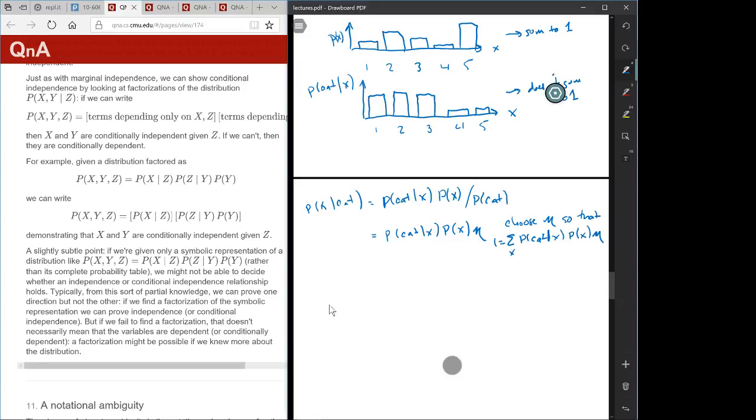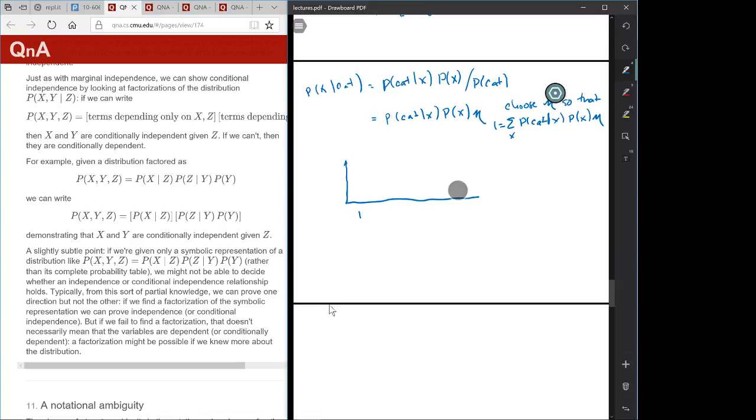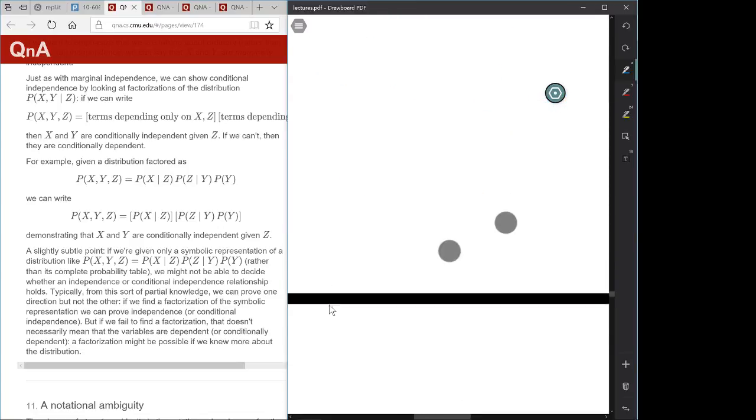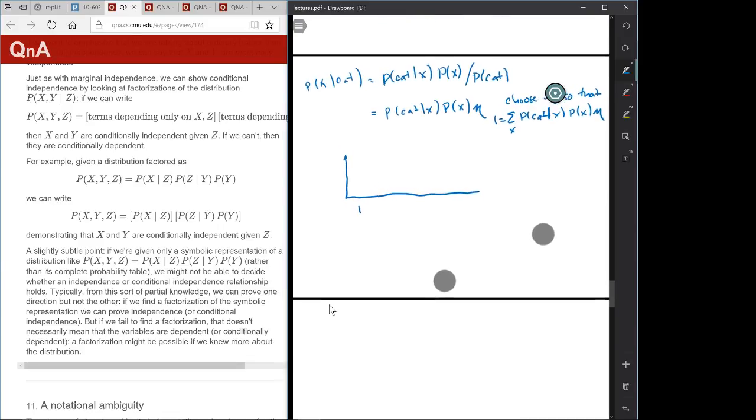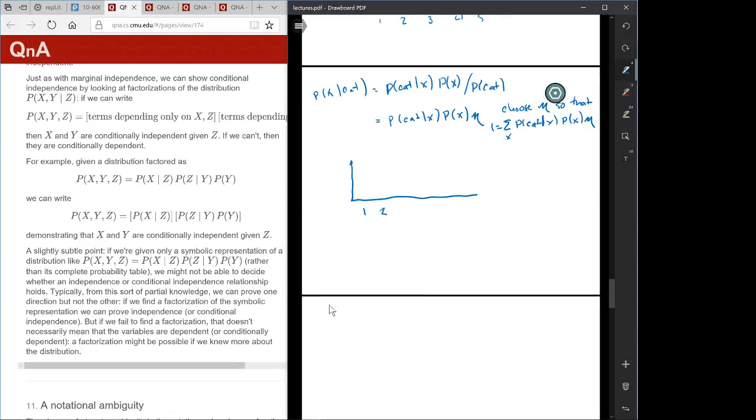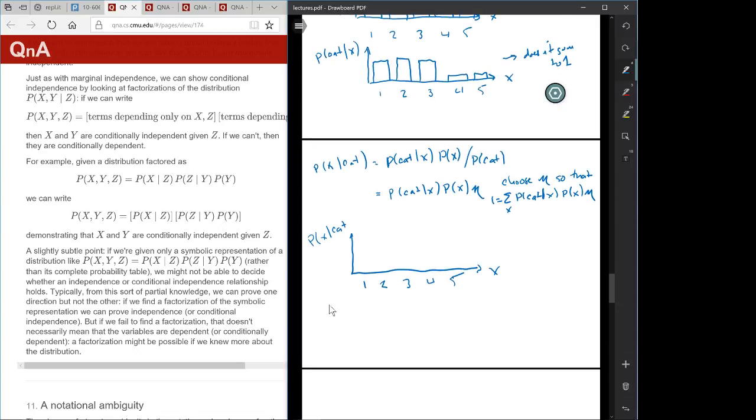So that's 2 tables there, and then renormalize it so that it sums to 1. And so what's going to wind up happening, right? I've chosen it so that these numbers are the same in high, these numbers are the same in low, and so 1, 2, 3, 4, 5, right? And so this is p of x given cat, and this is x, right?